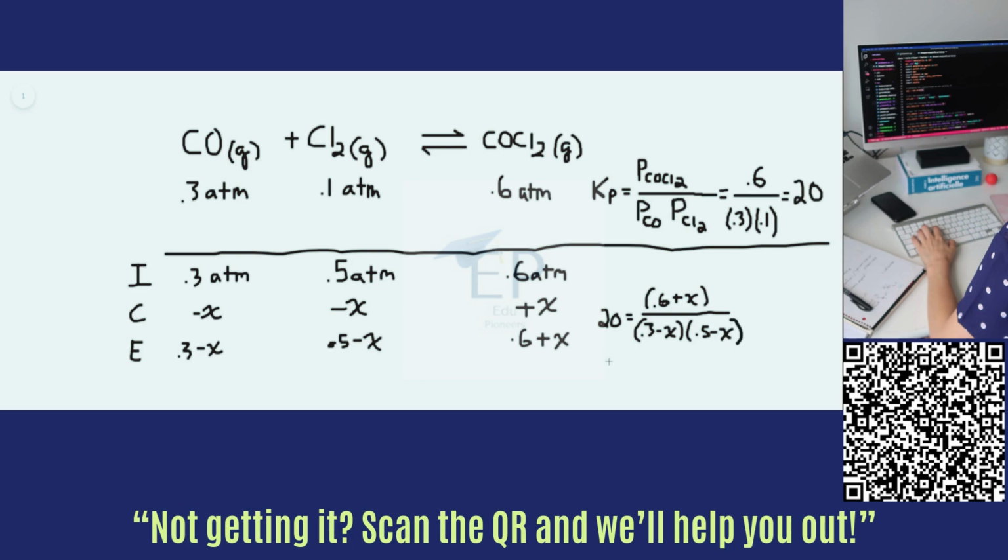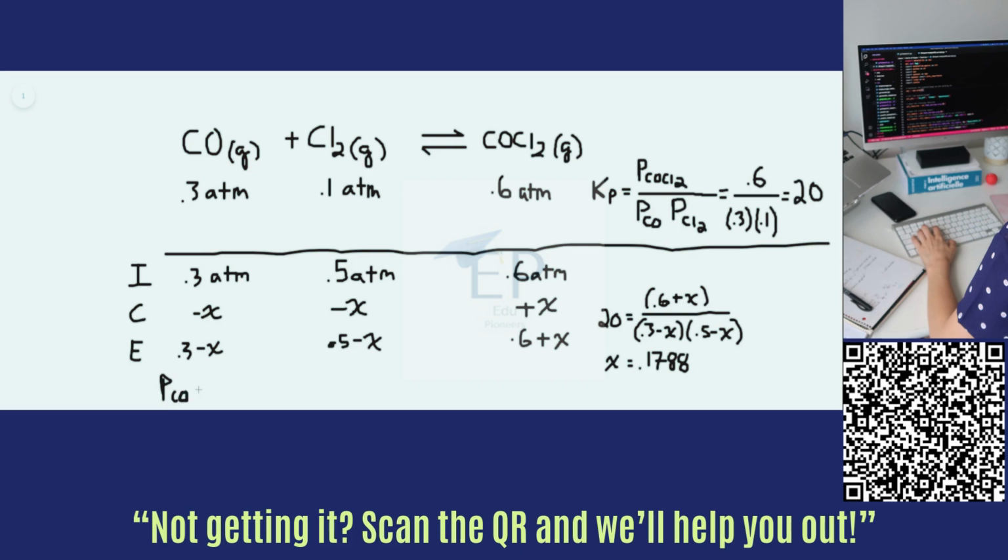If you rearrange and get your quadratic equation and solve, you would find that x equals 0.1788. And you then plug x back in, and you can figure out what the partial pressures are at the new equilibrium. But this question just asked us for CO.